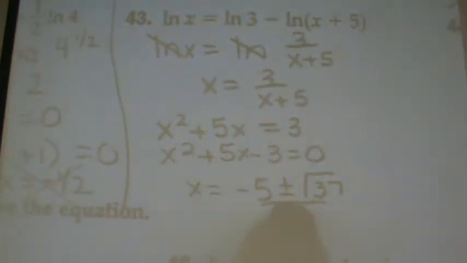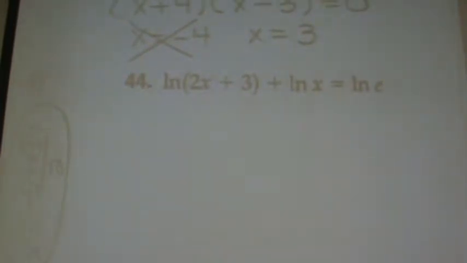So x is equal to -5 plus and minus the square root of 37 over 2. But one of those answers is not gonna work, the negative one won't work. So your only answer is, I'm gonna write it sideways here, x equals negative 5 plus the square root of 37 over 2. Here's your answer. Cross out the negative one. Okay, as we move on, it's getting harder.